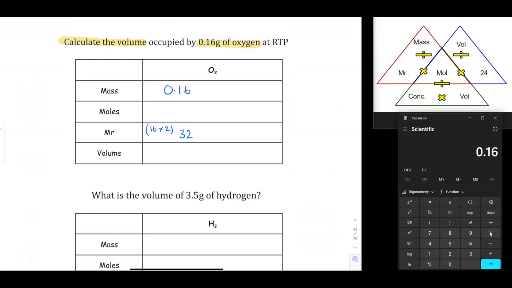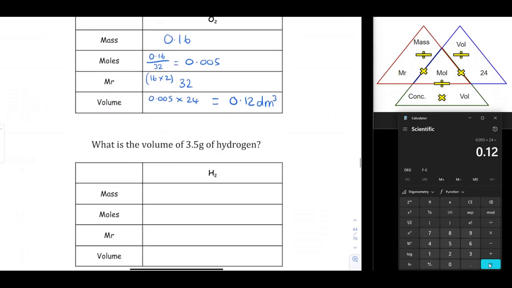So 0.16 divided by 32 gives me 0.005 moles. Now that I've got my moles, it's very easy. I just do 0.005 times by 24, and that will give me, back the other way, 0.12 decimeters cubed. Remember, it's always in decimeters cubed, never centimeters cubed.